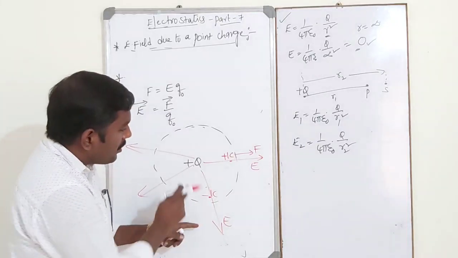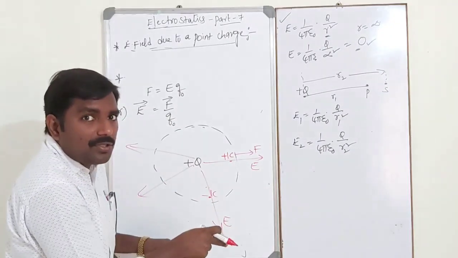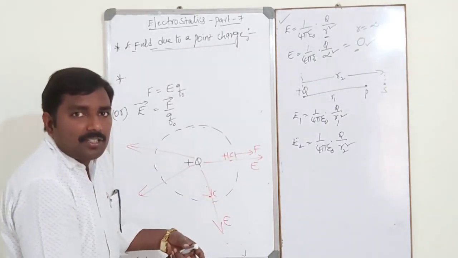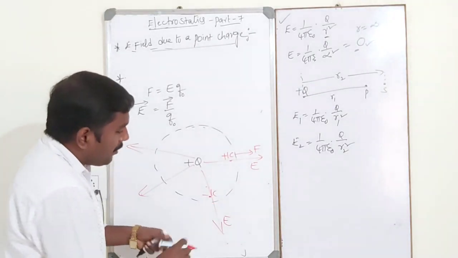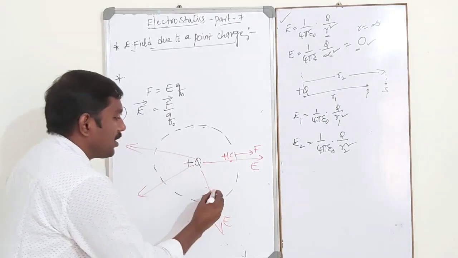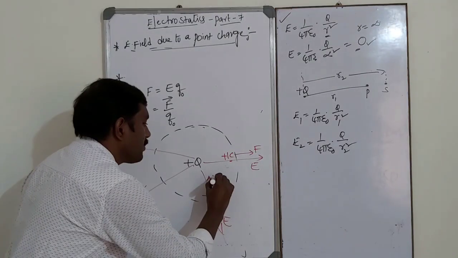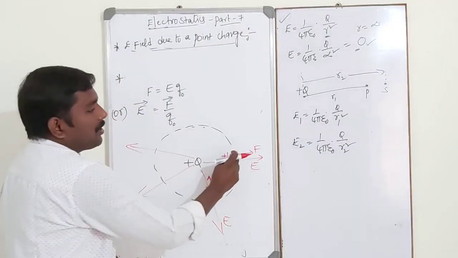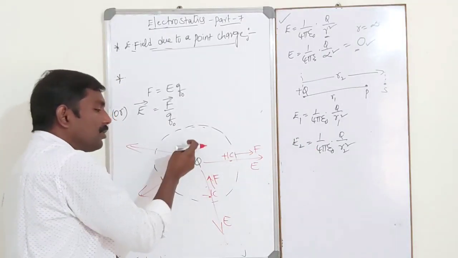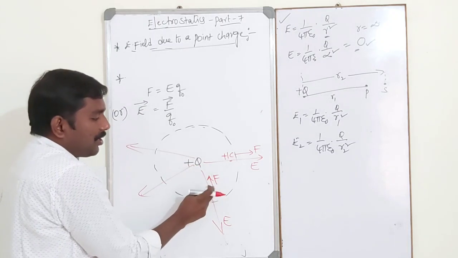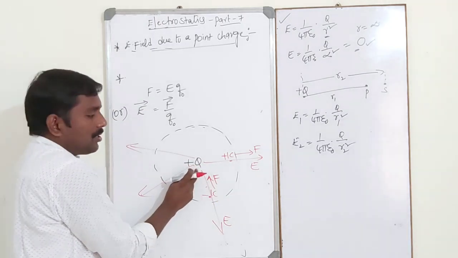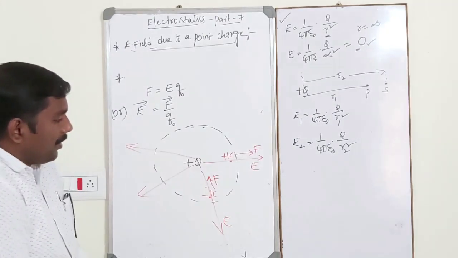Force. This is positive charge. What is the direction of force? This is positive charge, this is negative charge. There is attraction between them. Attract towards the charge. So this is the force. Positive charge, force outwards. Negative charge, towards the charge. Negative charge, the direction of force is towards the plus Q. Okay.